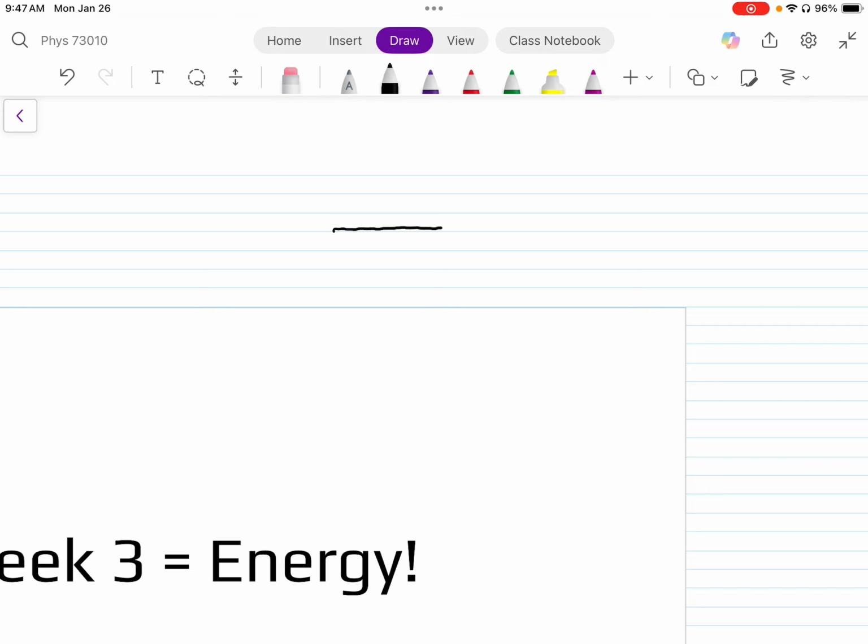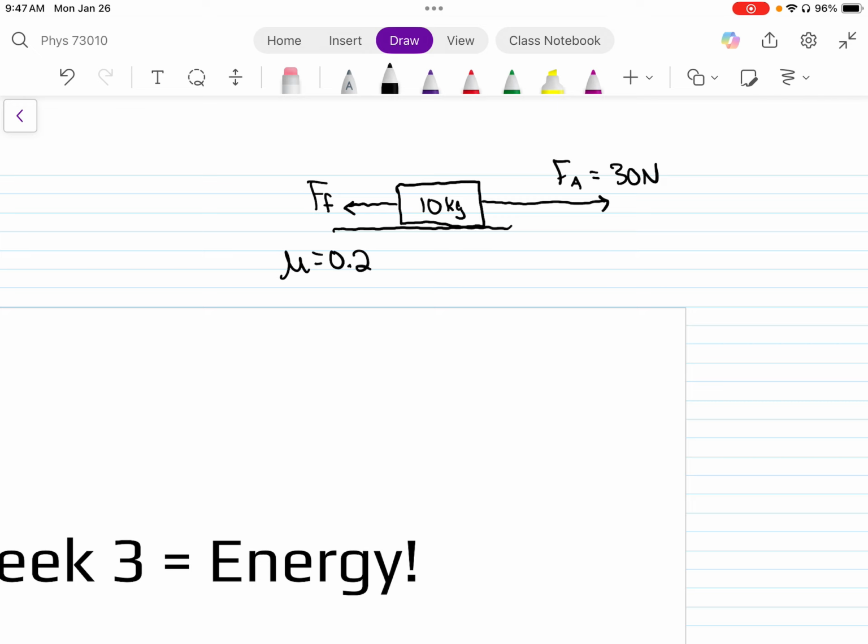Let's say we have a thing sitting on the ground, maybe a kid on a toboggan. It's a nice snowy day. A 10-kilogram kid sitting on a toboggan. You pull it forward. I'm going to call that F applied, with a force of 30 newtons. And there's friction. The coefficient of friction is 0.2. So there's a backward force of friction. I would like you to figure out the acceleration.